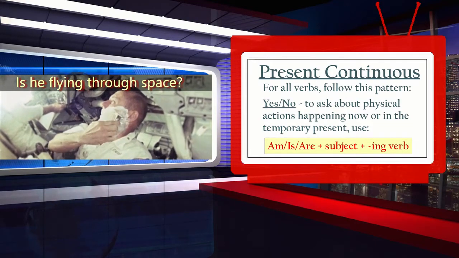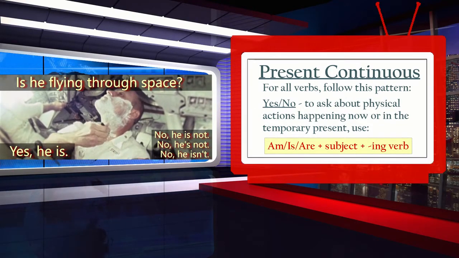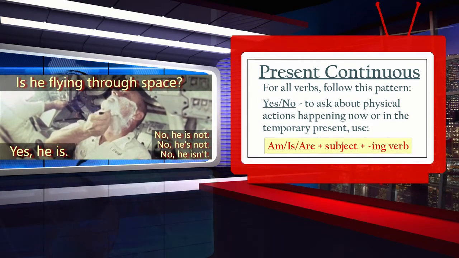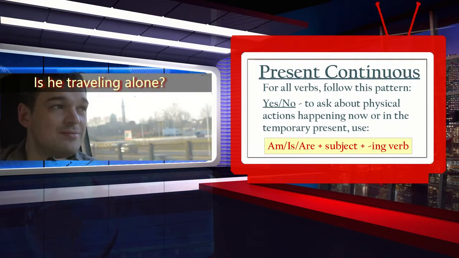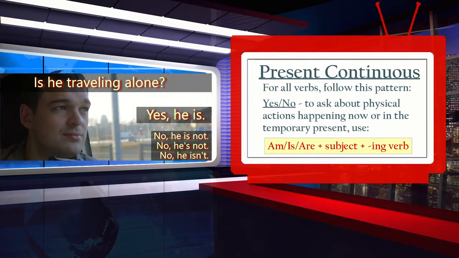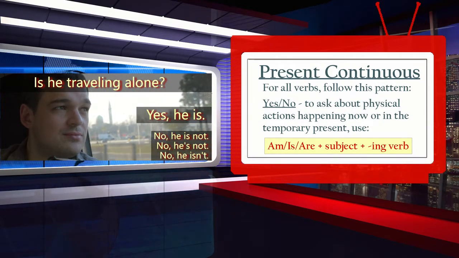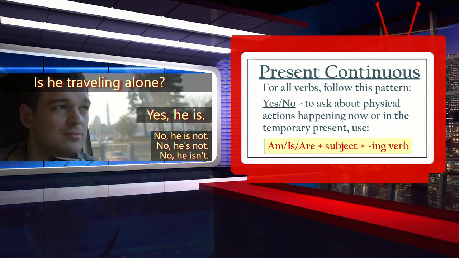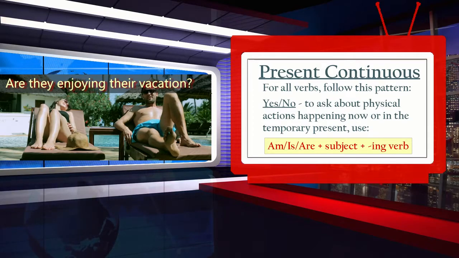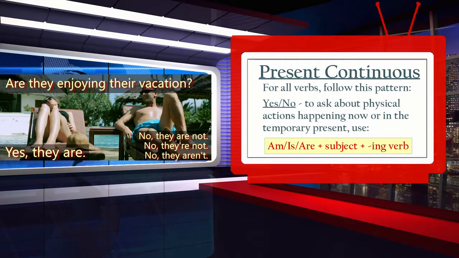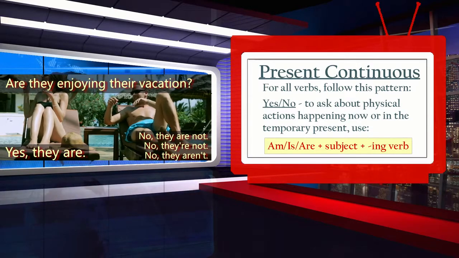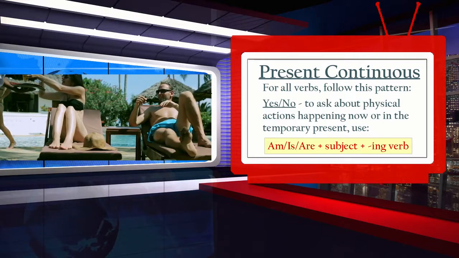Is he flying through space? Yes, he is. No, he is not. No, he's not. No, he isn't. Is he traveling alone? Yes, he is. No, he is not. No, he's not. No, he isn't. Are they enjoying their vacation? Yes, they are. No, they are not. No, they're not. No, they aren't.